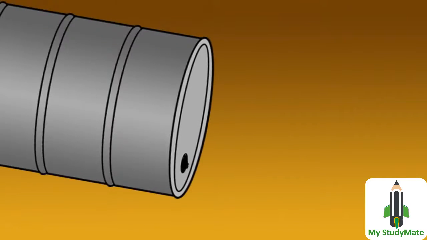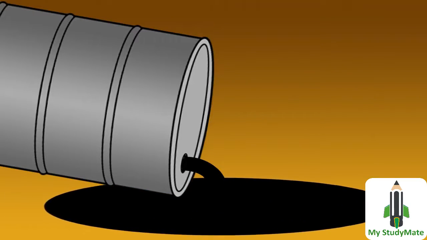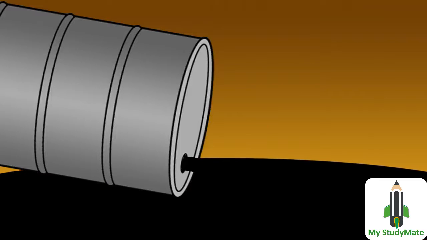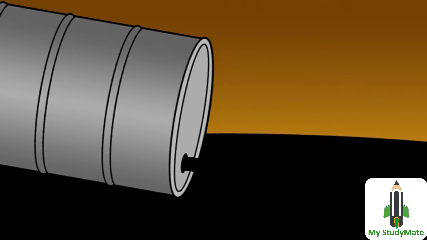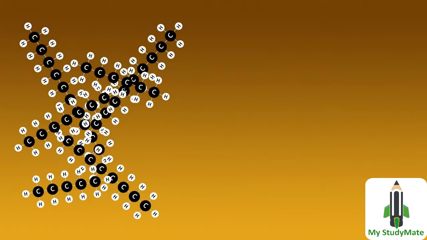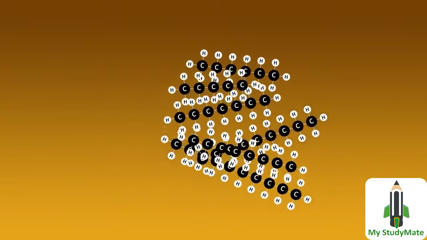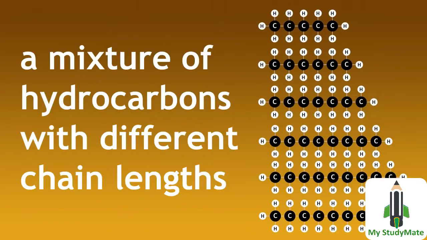However, in its raw form as crude oil, it can be viscous, dark-colored, with a tar-like consistency, and the different fractions of hydrocarbons must be separated by fractional distillation for them to be useful. Before we understand how fractional distillation works, we should be clear that crude oil is a mixture of hydrocarbons with different chain lengths, some being short molecules and some being very long.